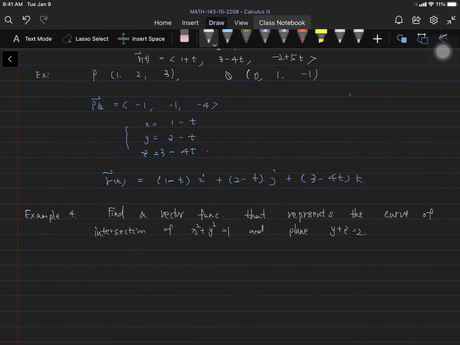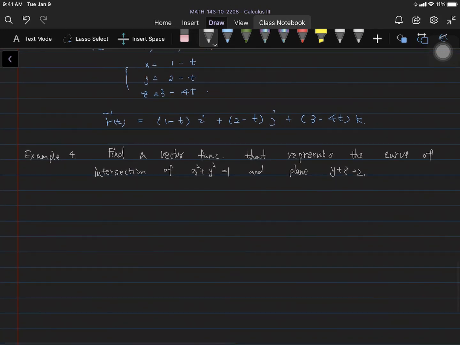Firstly, I'm going to draw the graph to you, and then we find the parametric equations or the vector function for this one. So let's take a look. Firstly, we can tell this is a 3D problem because we have z here, right? Actually, we skipped 12.6 in calculus 3. In calculus 3, we draw the graph of this x squared plus y squared equals 1.